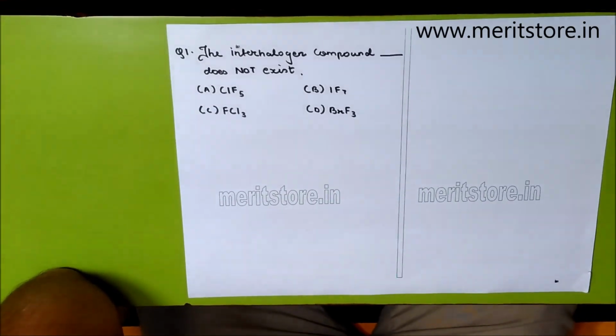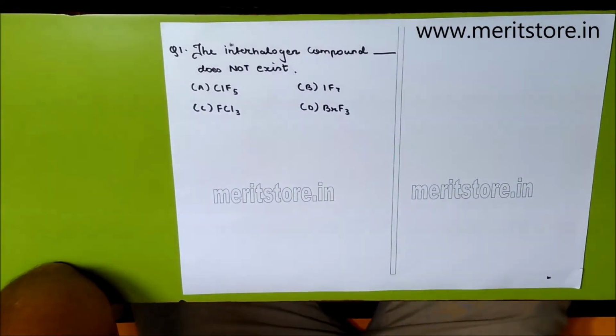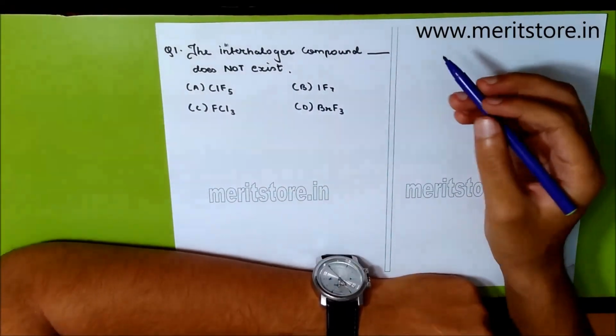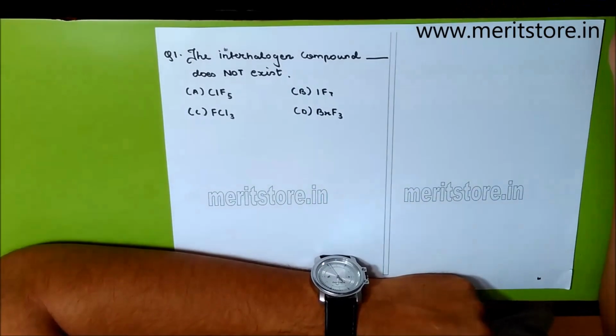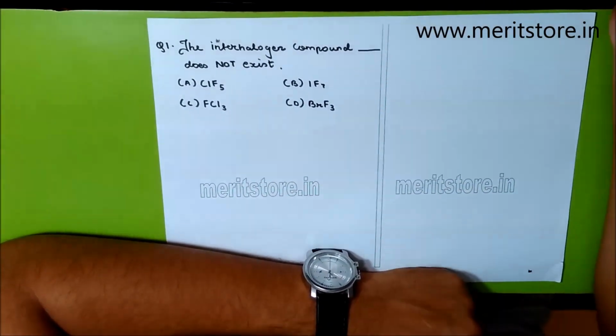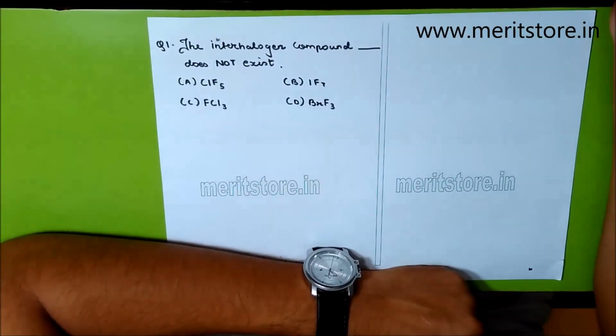P block elements. Question number 1. Which interhalogen compound does not exist? So we have to find which of the interhalogen compounds does not exist. Option A ClF5, option B IF7, option C FCl3, option D BrF3.